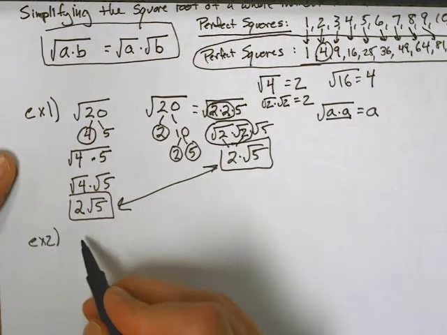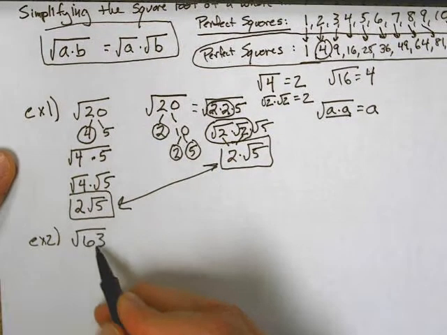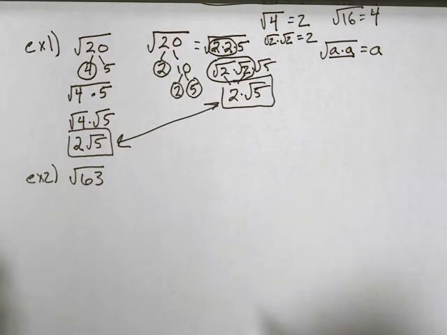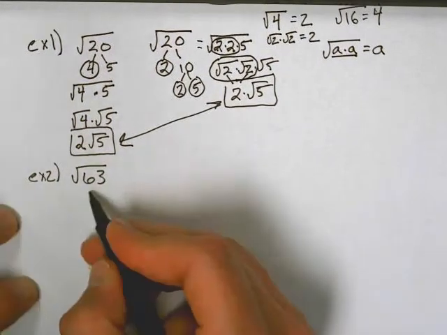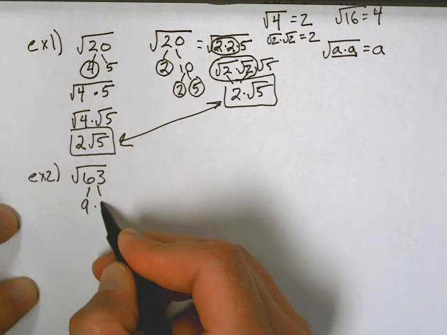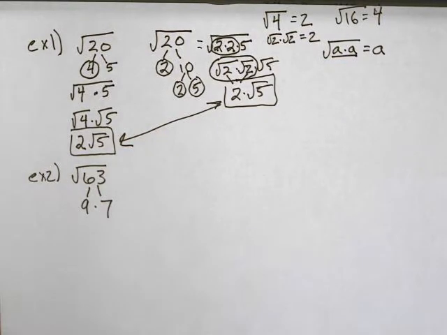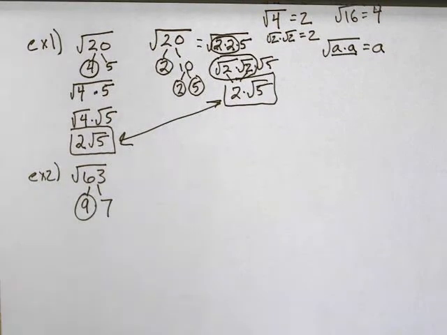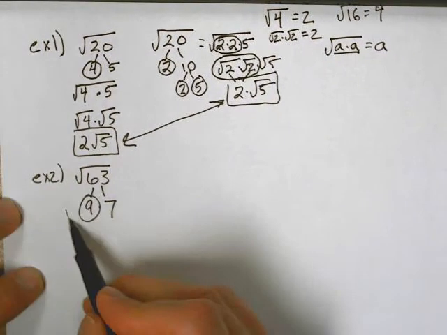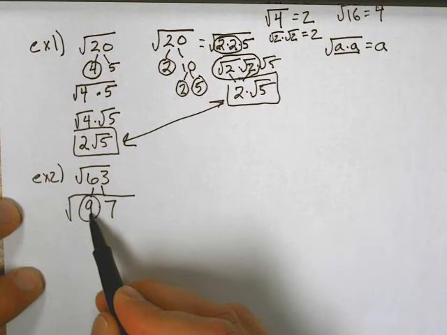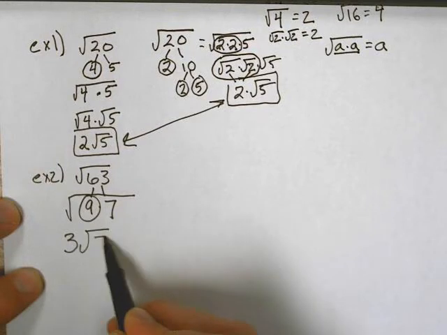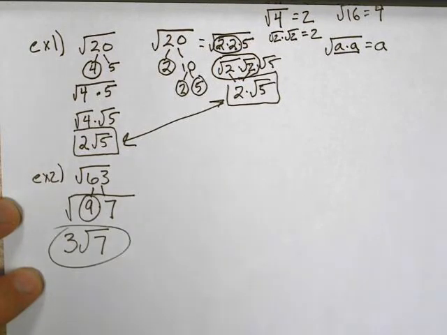Let's say I was doing the square root of 63. So 63, what is that? That's 9 times 7. Now, if I were you, I would stop right here because I know I can square root 9, right? That's one of my perfect squares. So this is the same as the square root of 9 times 7. I can square root the 9, and that's 3, but I can't square root that 7, so it's just 3 square root 7, and I'm done.